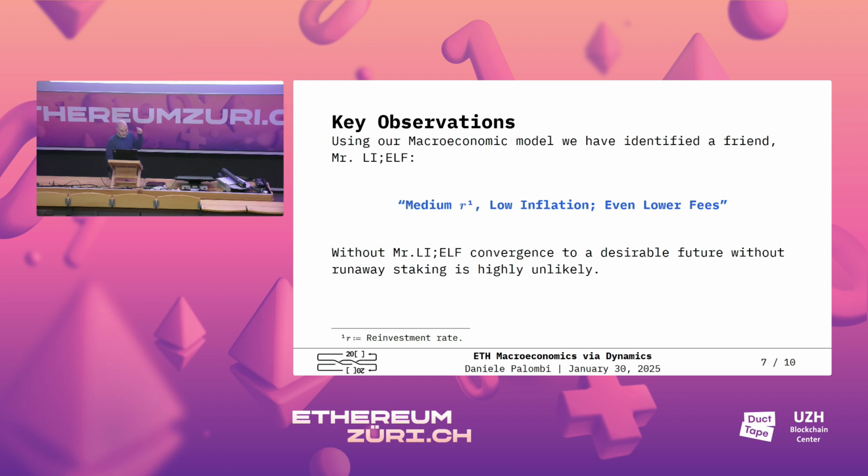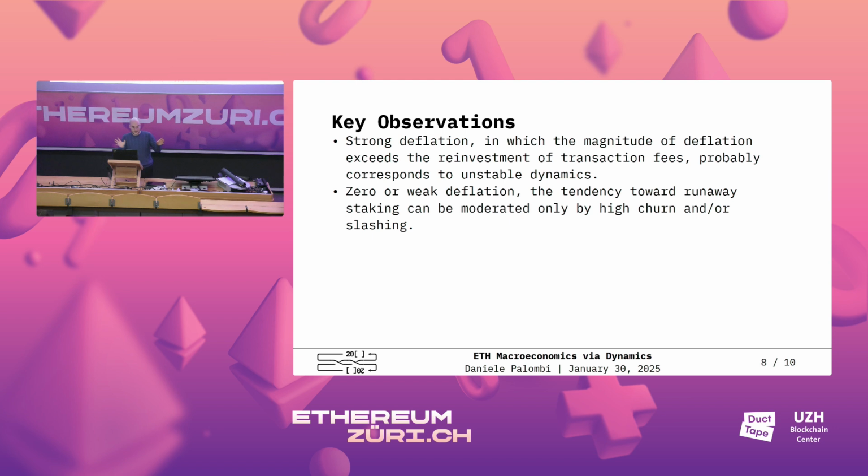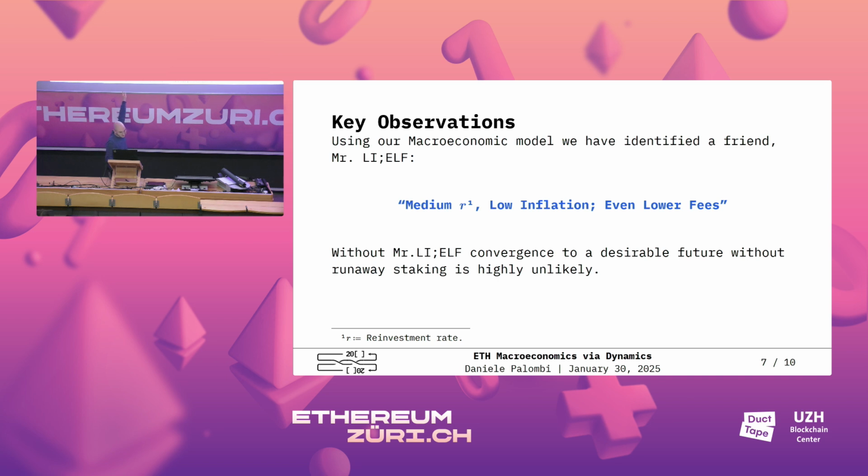So, why though? Let's analyze a couple of scenarios. In case of strong deflation, in which deflation exceeds the reinvestment rate of transaction fees, this creates very unstable dynamics, and having zero or weak deflation, the tendency towards runaway staking can be controlled only by high churn rate or slashing, which is highly undesirable, so we don't want that. So medium reinvestment rate, low inflation, even lower fees. Remember this.